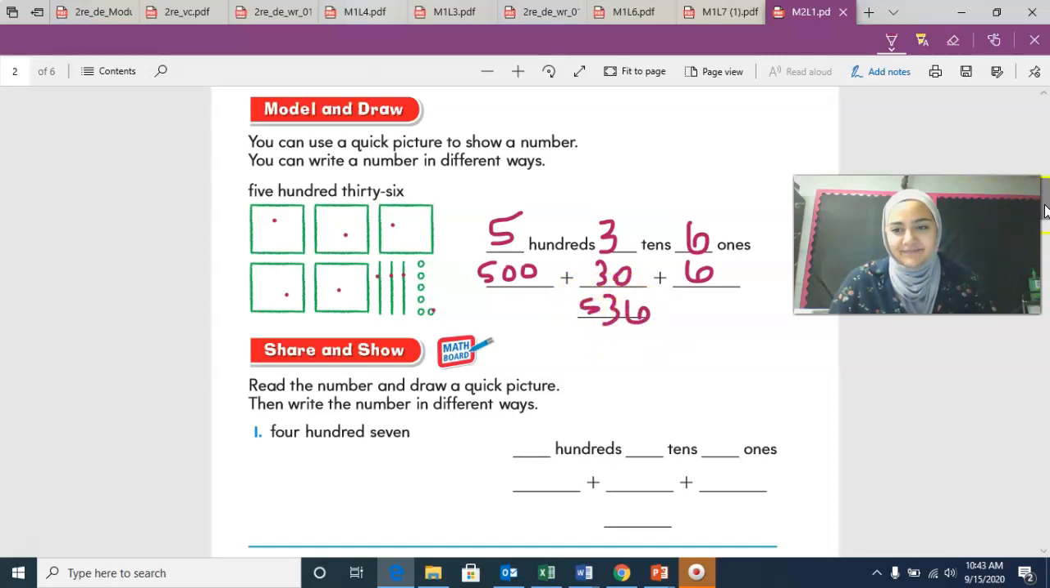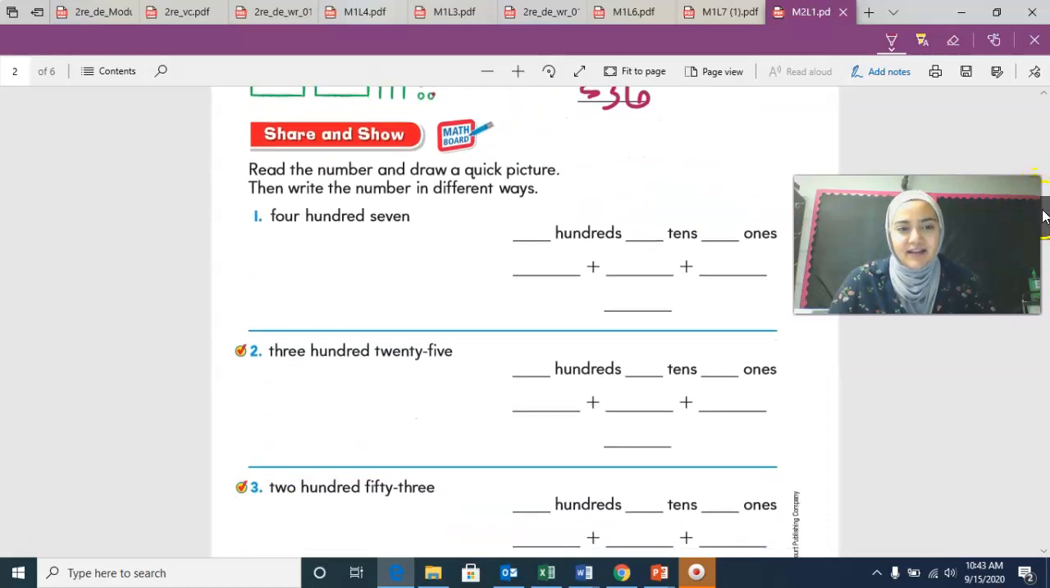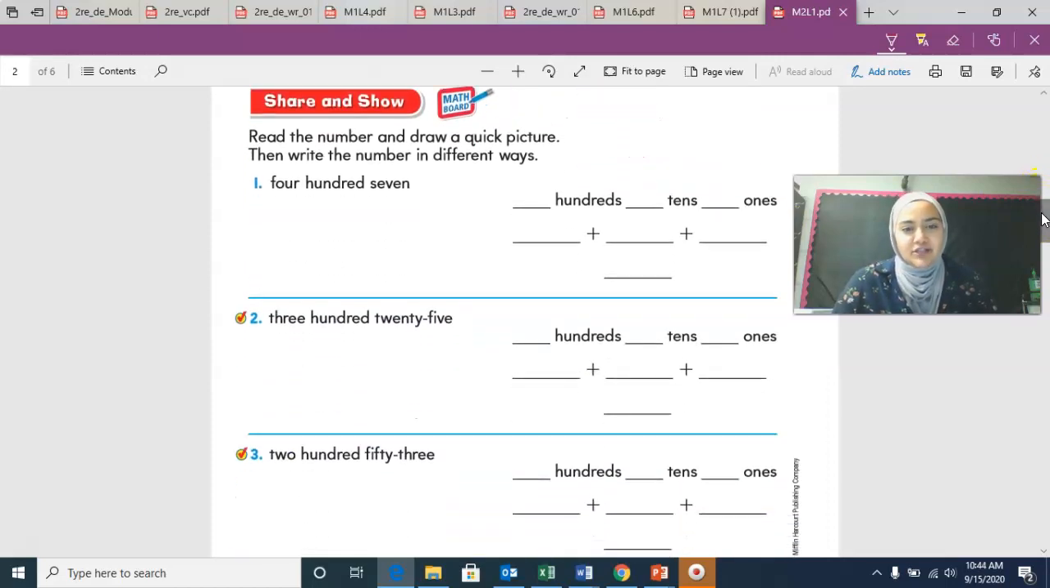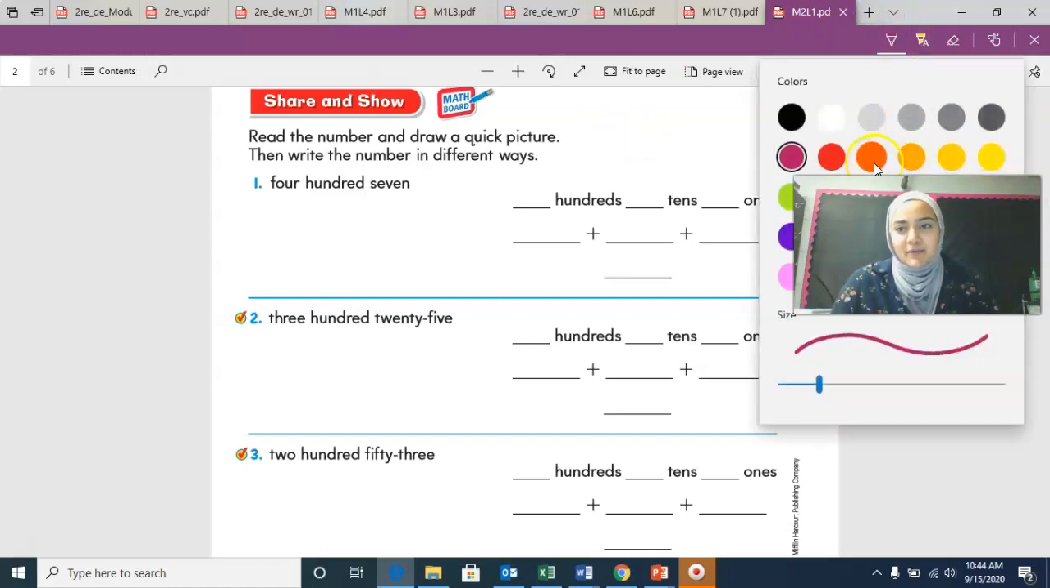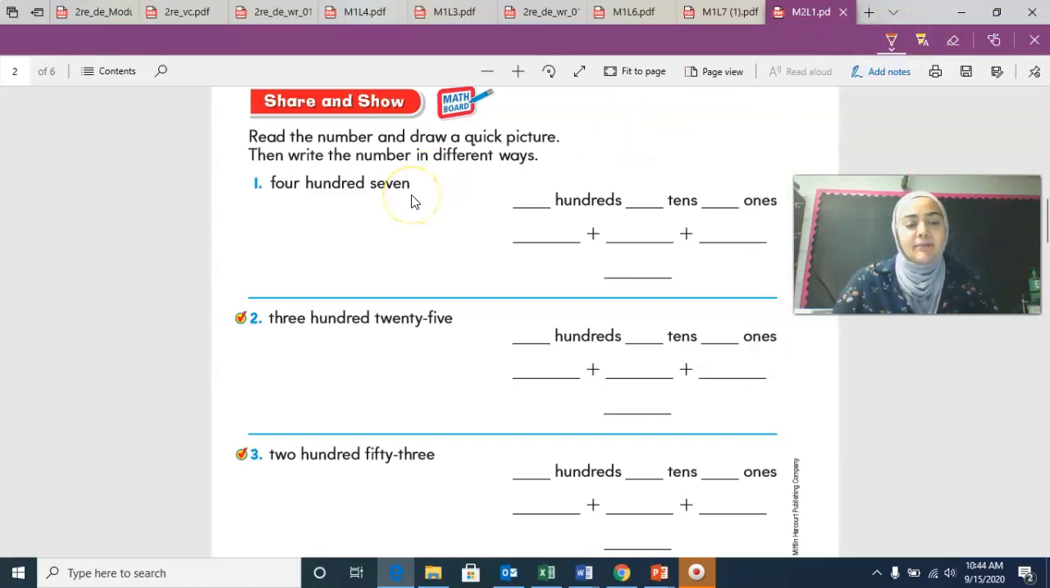Looks like that. Okay, moving on. Read the number and draw a quick picture, and then write the number in a different way. So they want us to draw a picture this time, okay, and then write it in expanded form and then in numeral form. That's going to be easy because we're very smart. They wrote it in word form. The word form they gave us is 407.